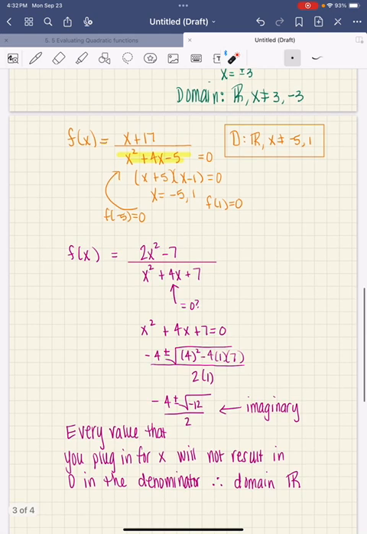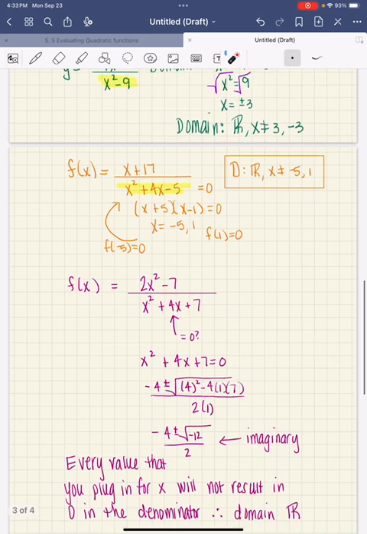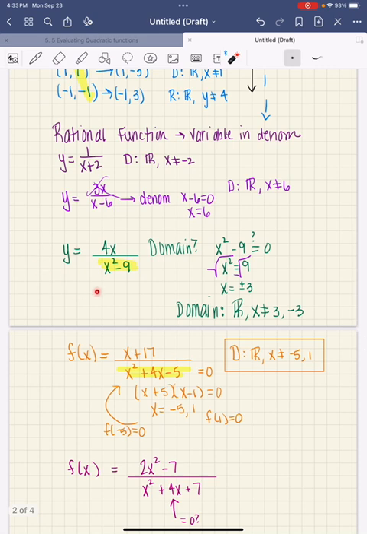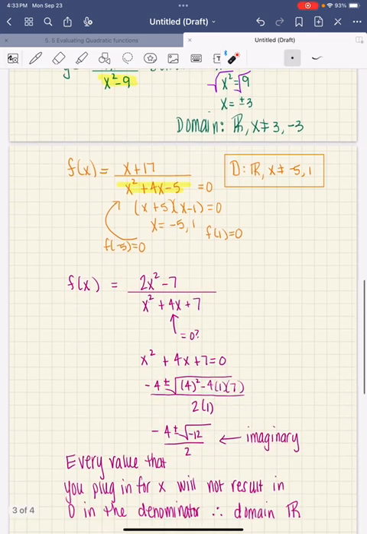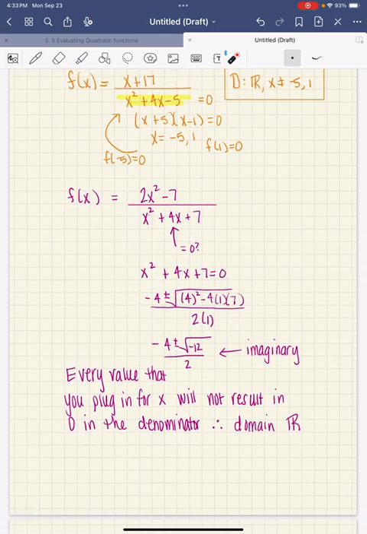Like in this problem that I did up here in orange, if you plugged in negative 5, the denominator was going to be 0. Not allowed. If you plugged in 1, the denominator was 0. Not allowed. In the previous problem, if x was 3, 0 in the denominator, not allowed. If x was negative 3, 0 in the denominator, not allowed. In this last problem, it's imaginary, so there's no number you can plug in for x that's going to give me 0 in the denominator. All the x values are okay. Hence, the domain is all real numbers.